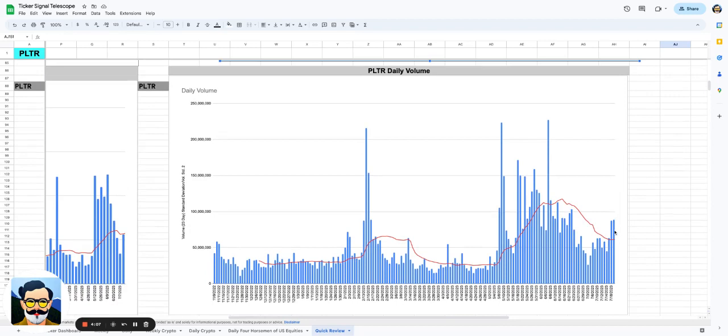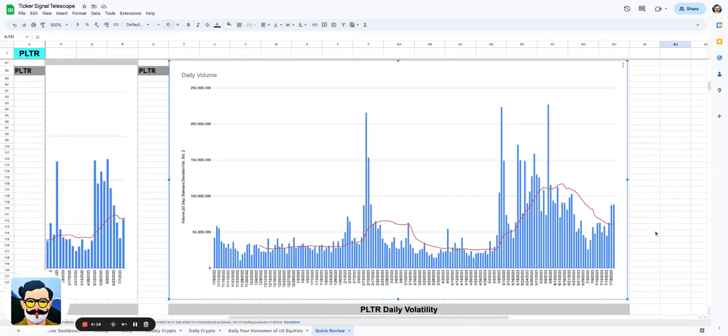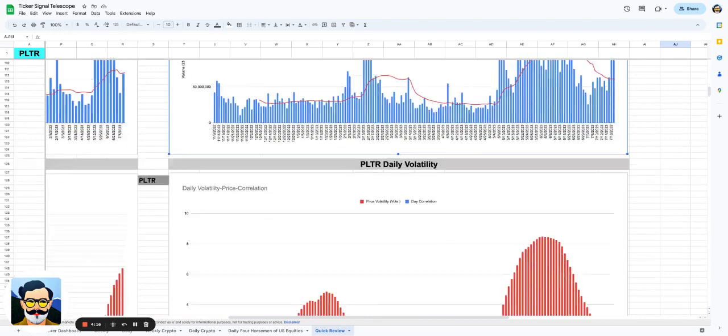And Palantir here, even with the volume, is definitely coming back. And that makes sense, that these were two volume spike days, that they were above the 15-day moving average and they were significantly higher. So that's good to see.